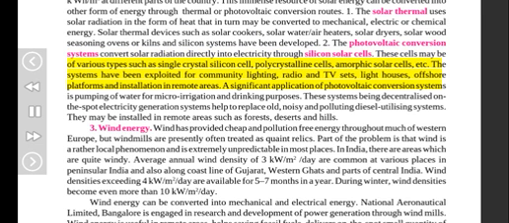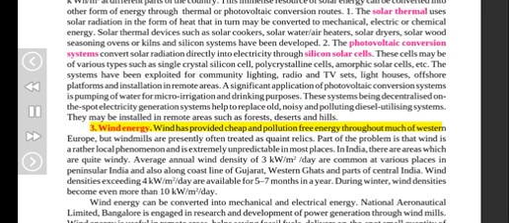The systems have been exploited for community lighting, radio and TV sets, lighthouses, offshore platforms and installation in remote areas. A significant application of photovoltaic conversion systems is pumping of water for micro-irrigation and drinking purposes. These systems, being decentralized on-spot electricity generation systems, help to replace old, noisy and polluting diesel-utilizing systems. They may be installed in remote areas such as forests, deserts and hills.